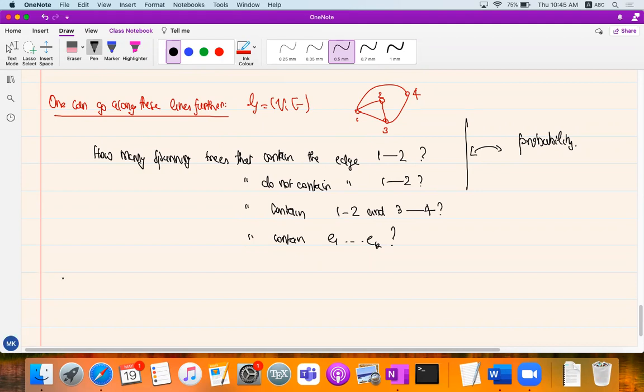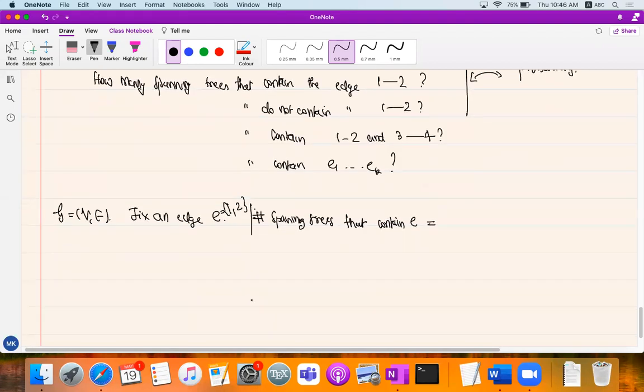So let's do that one simple example. Fix a graph G, V, E, and fix an edge e. We want the number of spanning trees. Without loss of generality, say it is the edge between vertex 1 and 2. Let's say that is the number of spanning trees that contain e. Can we have a formula for that, similar to the formula for the total number of spanning trees?